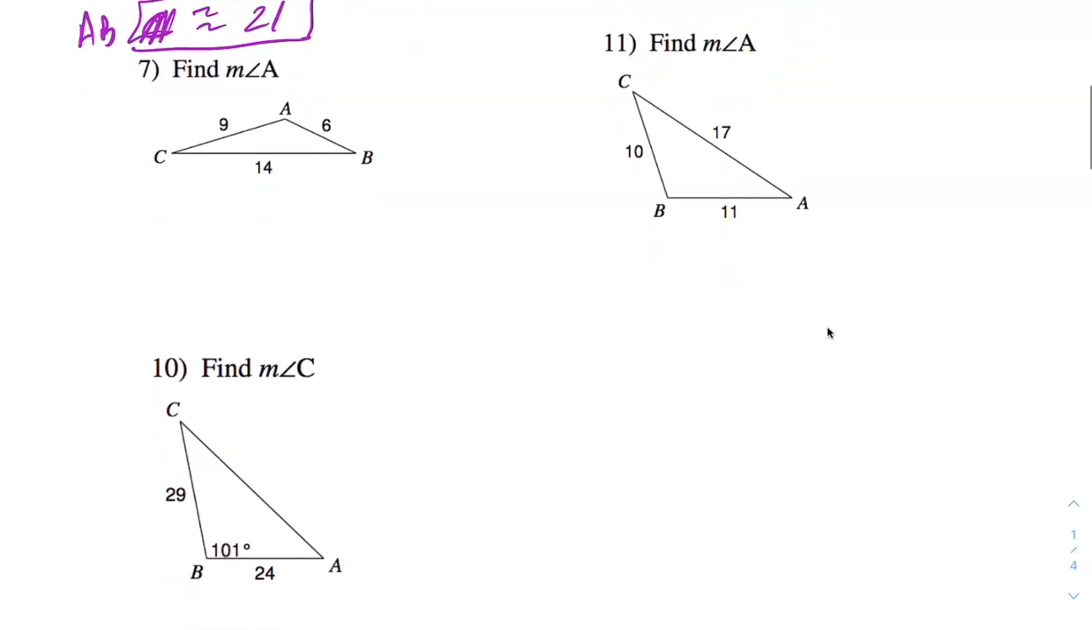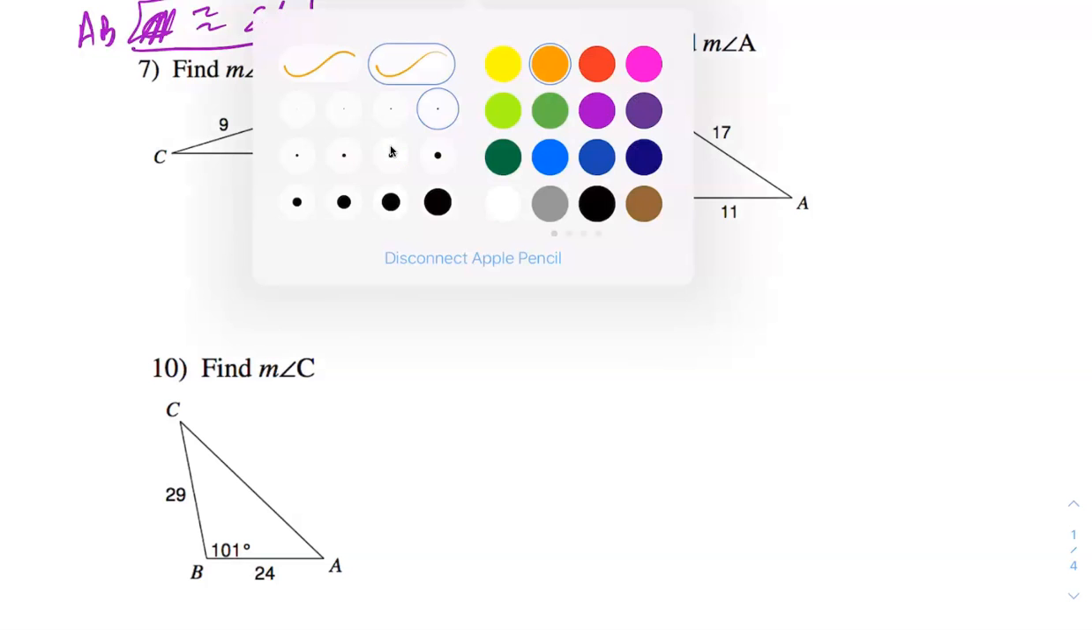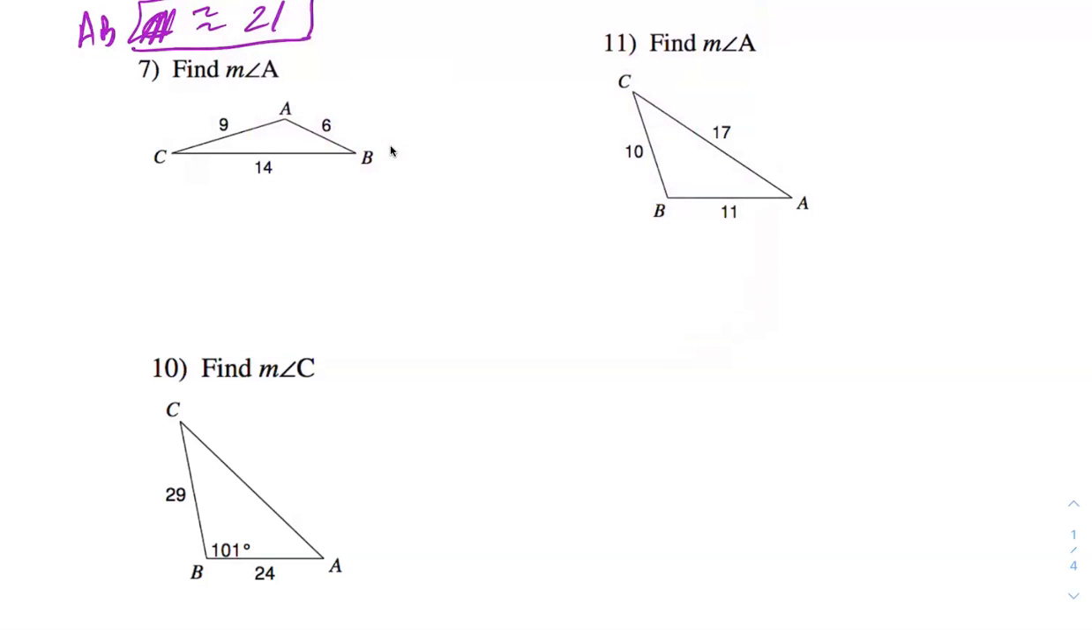Next one, find measure of angle A. So again, you could use either formula. Since I give you both formulas, it's probably easier to use the other formula, which is cosine of C equals A squared plus B squared minus C squared over 2AB. Again, if you want, you can use the other formula and solve for cosine C, but I do give you both, so this is a little easier.